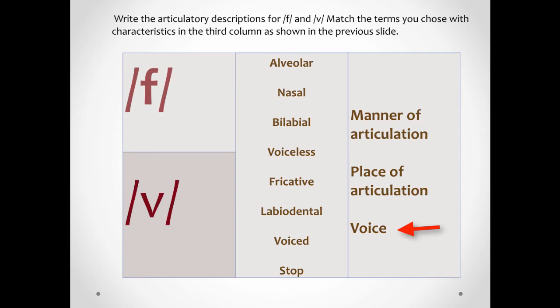What about voice? Put your fingers in your ears and pronounce f. Does it vibrate? Do you feel it? No, it is voiceless. So we have labiodental, fricative, voiceless. That is f.